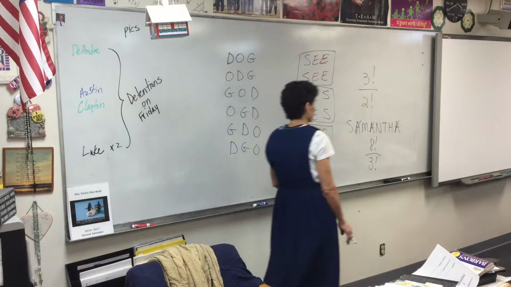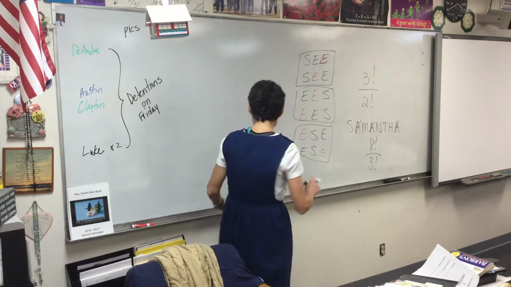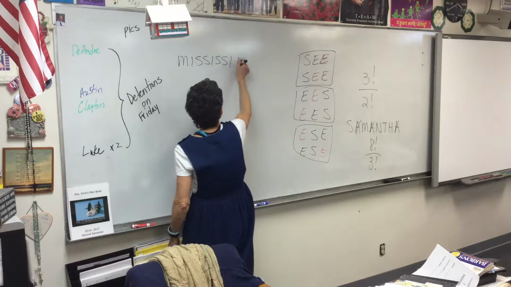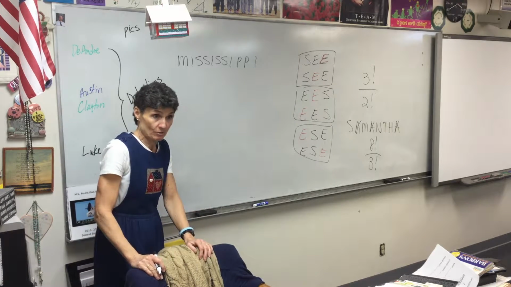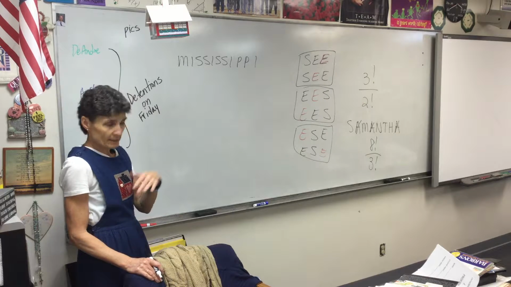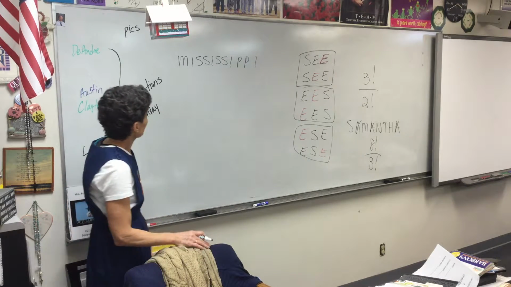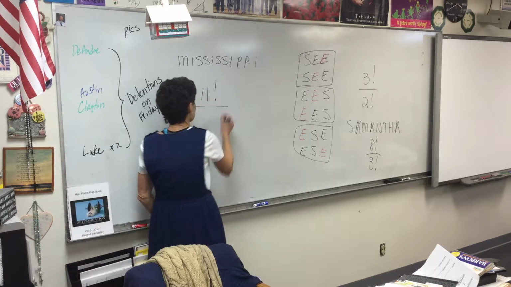So let's try the classic example, the one we always do. Every math teacher in the whole wide world does this. How many ways can we arrange these letters? Well, how many letters are there? You always start with how many you've got. So how many do we have? 11. So we start with 11 factorial.